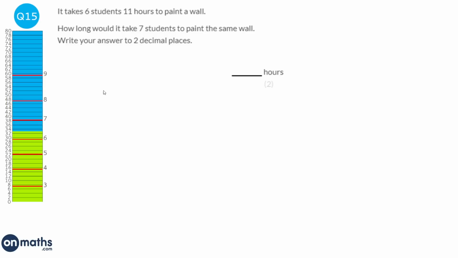To be able to work out this question, we need to work out the amount of student hours required to paint the wall, and to work that out, we've got 6 students and it takes them 11 hours. So 6 times 11 means it's going to take 66 student hours. So if we had 1 student, it would take 66 hours. 2 students would be half of that because they share the work, and so on.